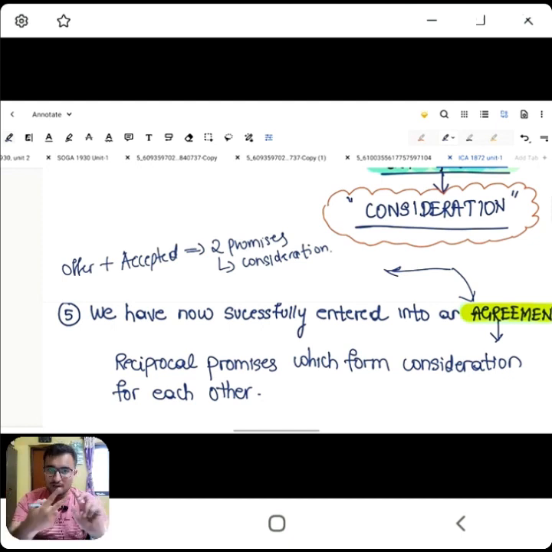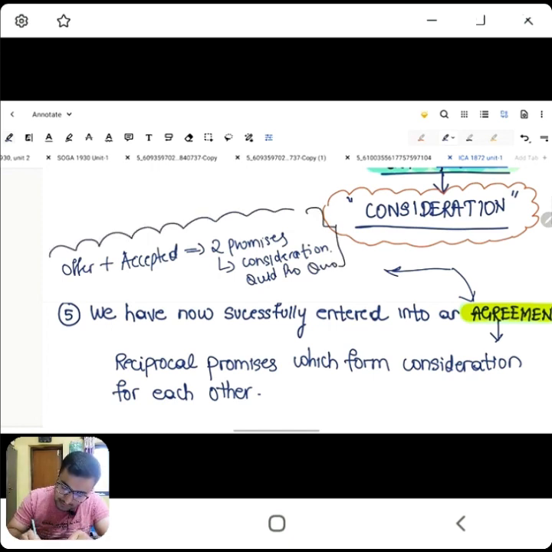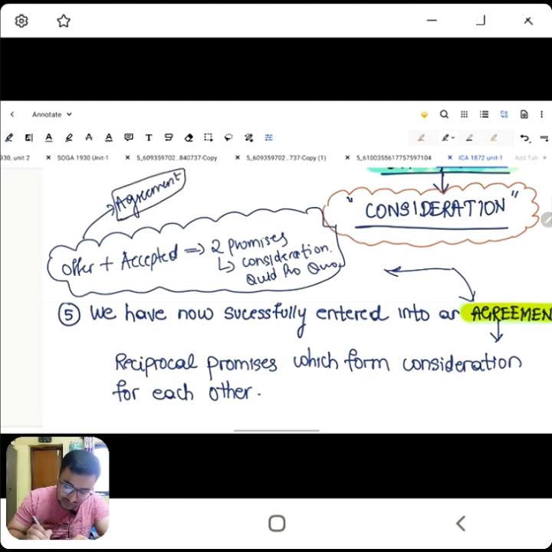How many promises? Two. What are these called? Reciprocal promises. These reciprocal promises are also known as consideration or quid pro quo, right? When all of this is completed, when we finish this much work, we will call this as an agreement.